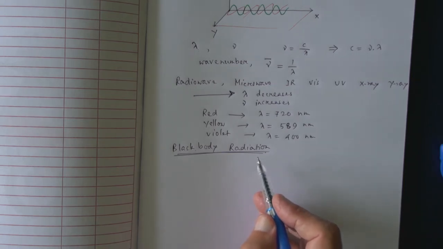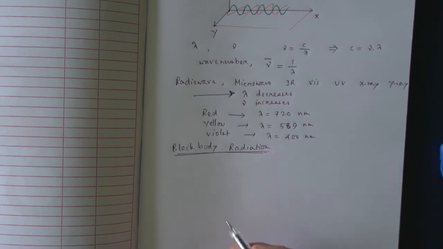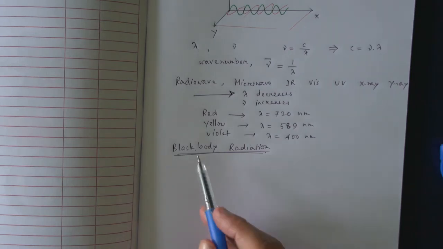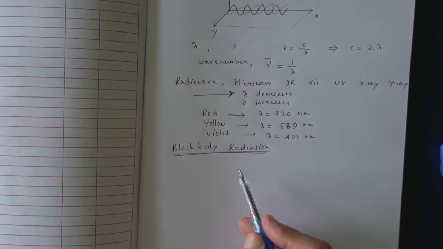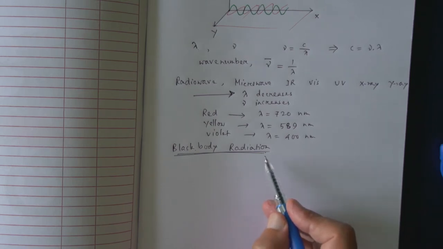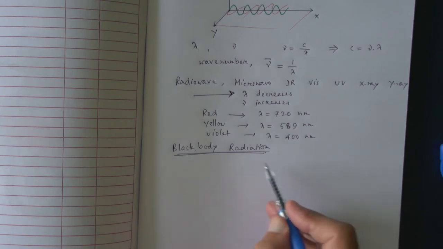So classical physics has some limitations, inadequacies. Limitations means inadequacies. Therefore, Planck introduced quantum theory. I repeat, the results of black body radiation cannot be explained by using classical physics. So Planck in 1901 introduced quantum theory to explain the results of black body radiation.